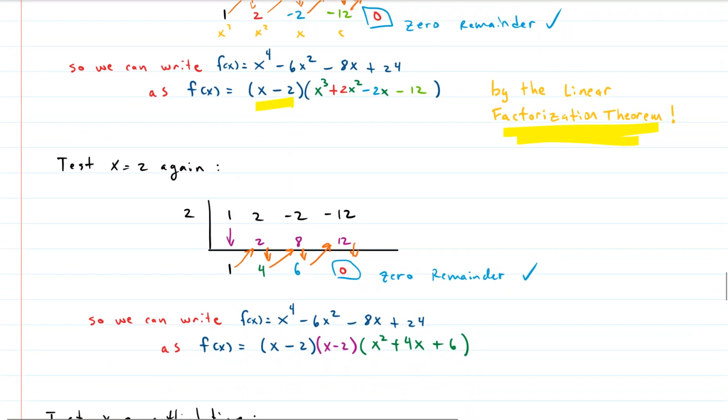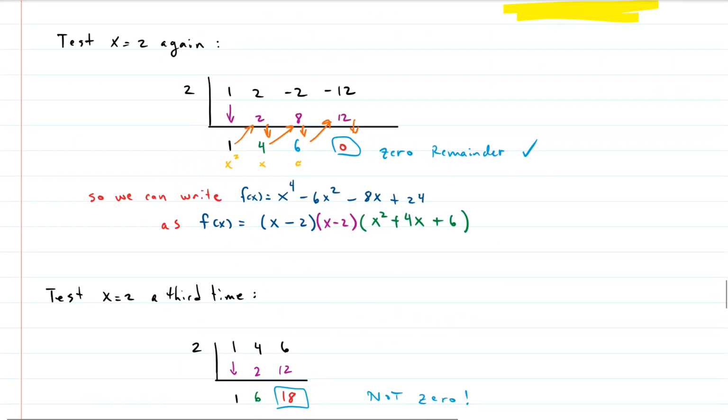So this is now, it used to be an x cubed, now this is an x squared, this is an x, this is the constant term. So that's what's left over right there. And notice we have another x minus 2. So the blue x minus 2 is the first one we verified. The second x minus 2, the purple one, is the one we just verified now. And what's left over, we see from our coefficients, right there.